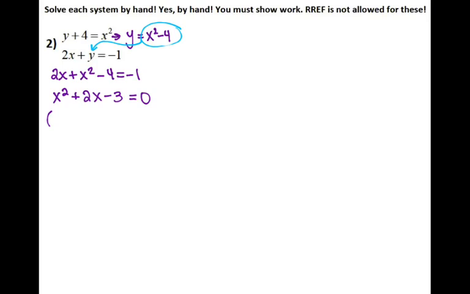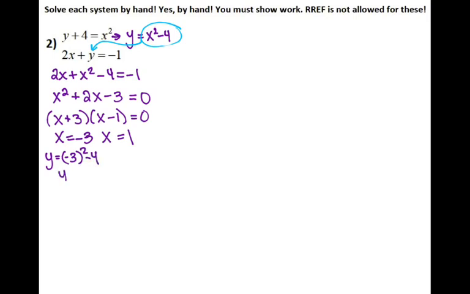So two numbers that multiply to negative 3 and add to 2 are x plus 3, x minus 1 equals 0. So my first possibility for x is negative 3. And my second possibility for x is positive 1. We still need to solve for y, so I'm going to take negative 3 and plug it in. So I have negative 3 squared minus 4. So that gives me 9 minus 4, which is 5. So my first ordered pair is negative 3, 5.